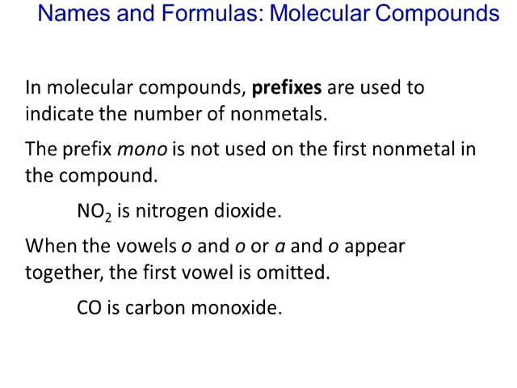When the vowels O and O or A and O appear together, the first vowel is omitted. That's the system for naming them. So this would be carbon monoxide. It is monoxide because it is one oxygen. We do not say monocarbon. We only use mono on the second nonmetal, because molecular compounds, covalent compounds, are formed from nonmetals.